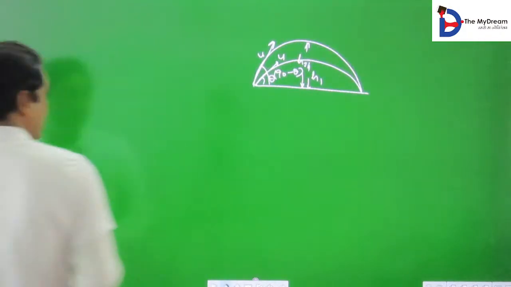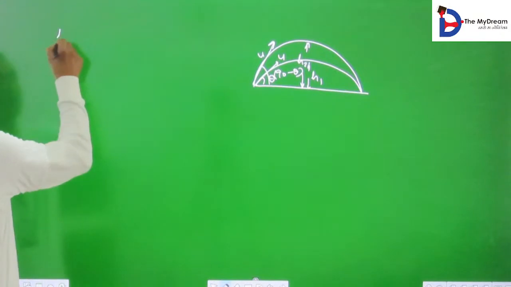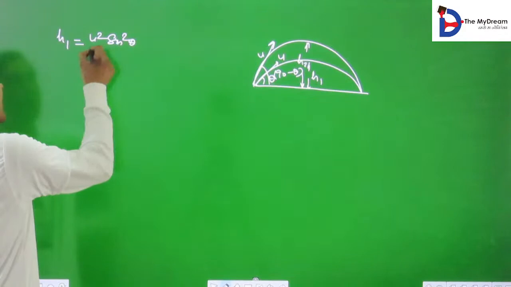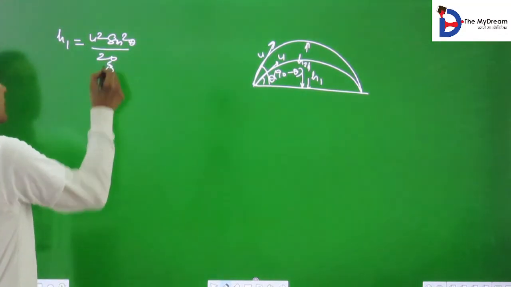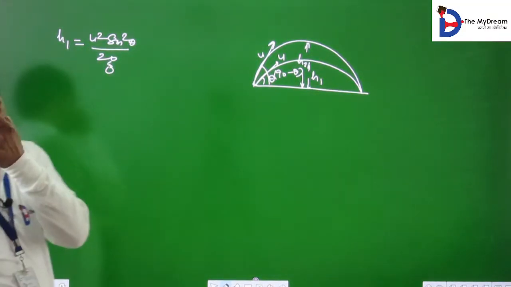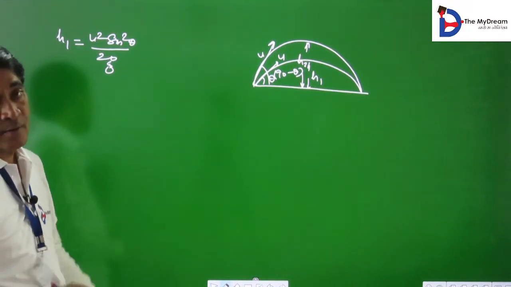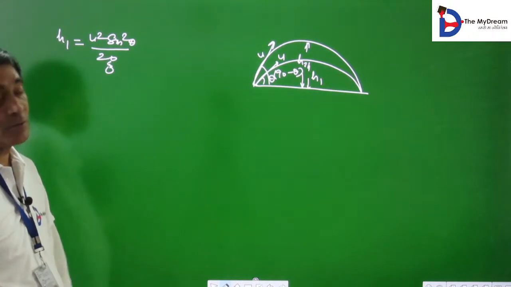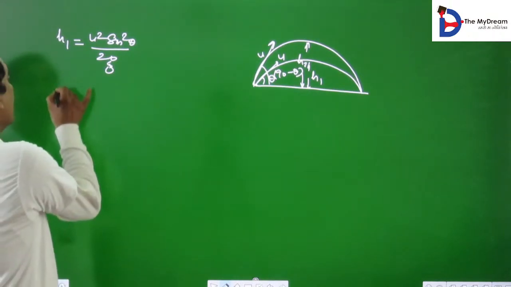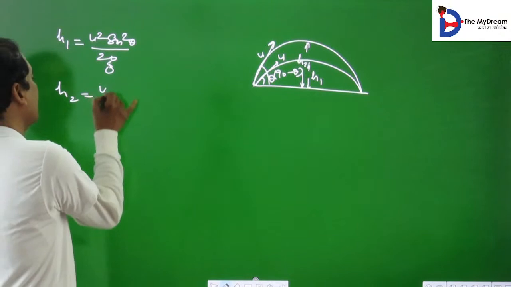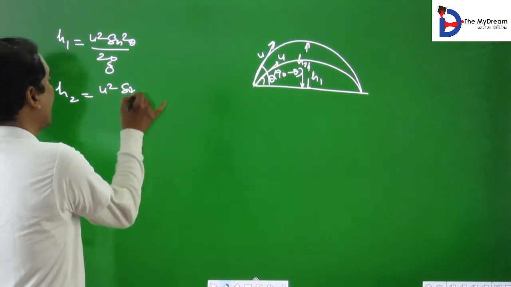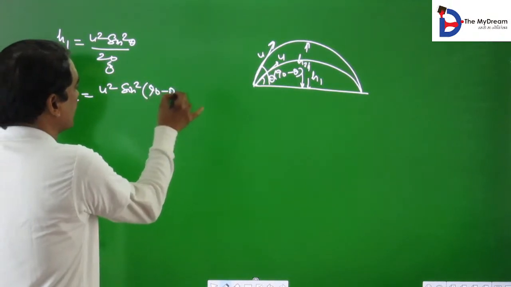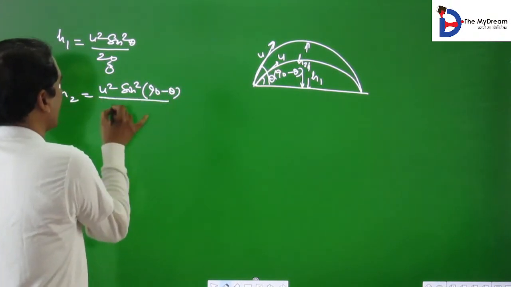Then h1 is equal to u square sine square theta divided by 2g. Yesterday I have already discussed. क्या डिस्कस किया था? हाइट का फार्मूला क्या बताया था? u स्क्वायर साइन स्क्वायर थीटा बाई 2g. h2 is equal to u square sine square 90 minus theta divided by twice of g.